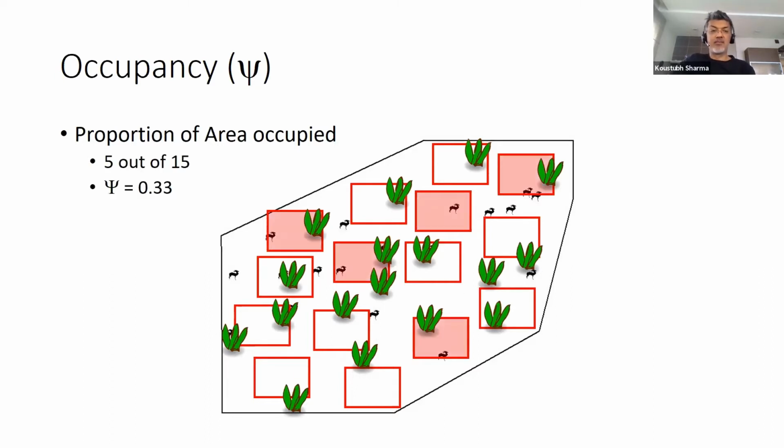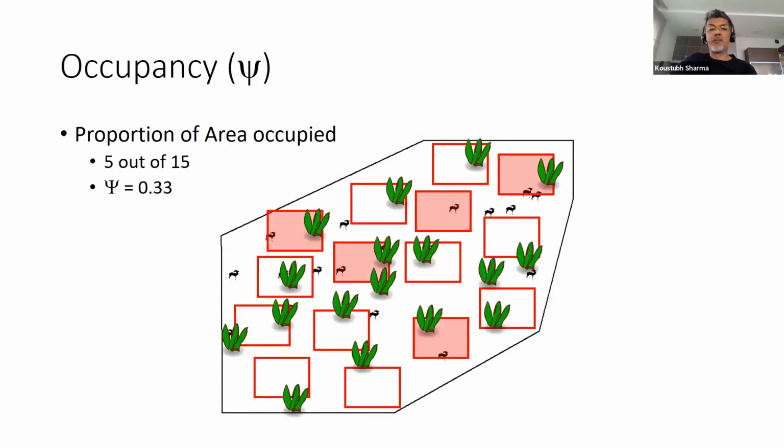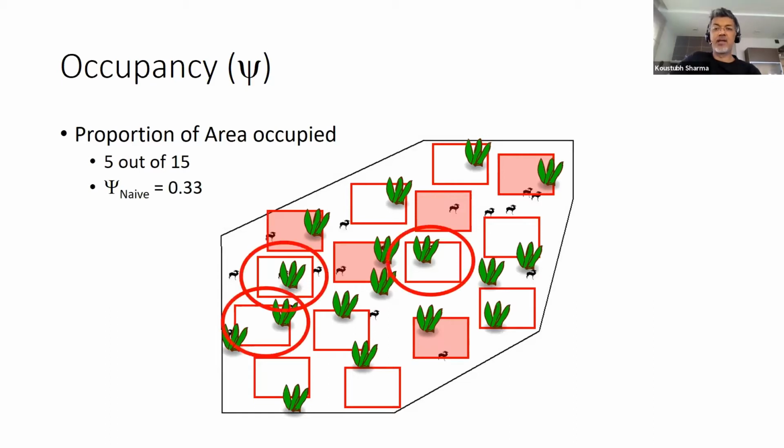In this case, for the same number, again, see, this is the original occupancy. This is the true occupancy, right? 8 out of 15 units are occupied, which means my size 0.53. But if I do a count here, I'm actually now saying, no, it's only 0.33, because I could see the animal, the ibex in this case, in only 5 out of 15 units. What has clearly happened is I have underestimated the occupancy. And this is also what we call the naive occupancy estimate.